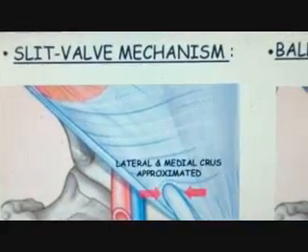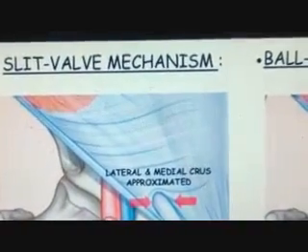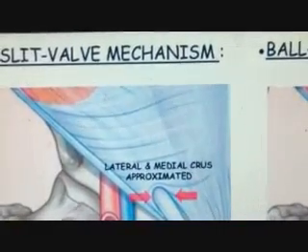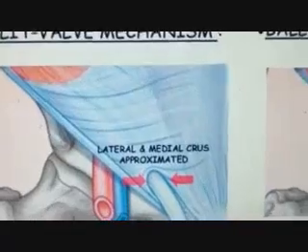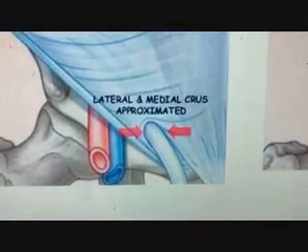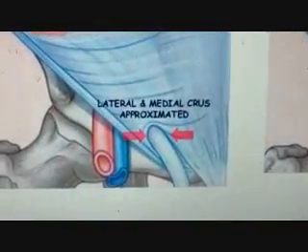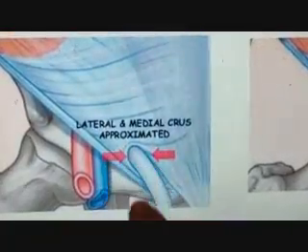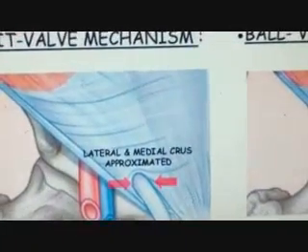Coming to the slit valve mechanism, the contraction of the external oblique muscle approximates the two crura, medial and lateral, of the superficial inguinal ring, like a slit valve. The intercrural fibers also help in this act. Here you can see that the lateral and medial crus are approximated. So that is the slit valve mechanism.